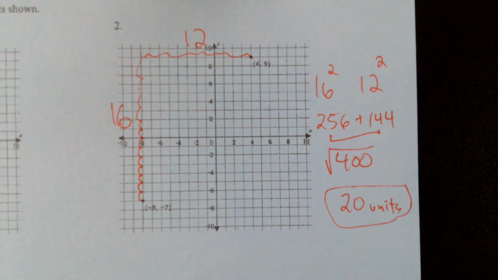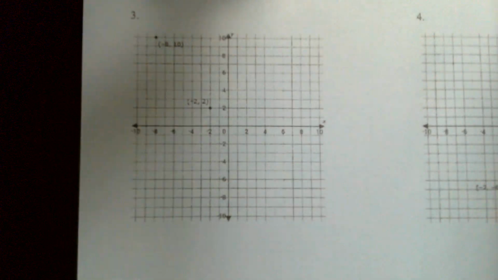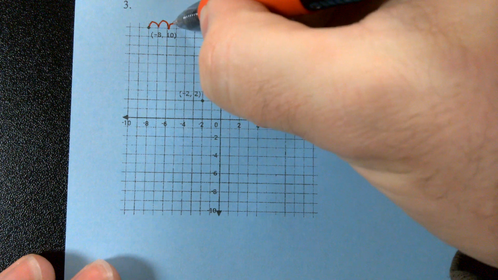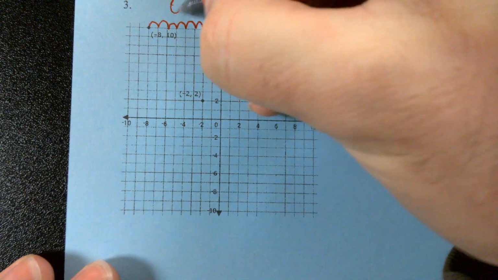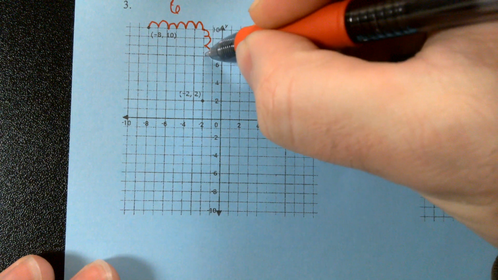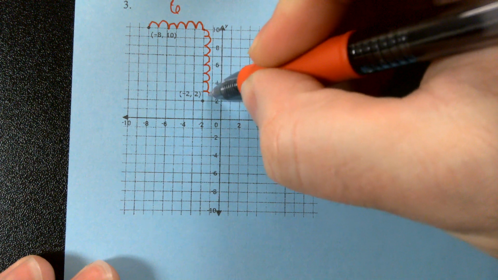All right, so missed number 2, but there it is. If you're watching this video, there's number 2. Down to number 3. This one's not too bad to count. I'll count this one myself. Looks like we're going over 1, 2, 3, 4, 5, 6. And we're going down 1, 2, 3, 4, 5, 6, 7, 8.